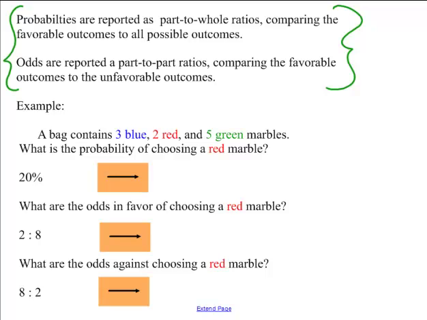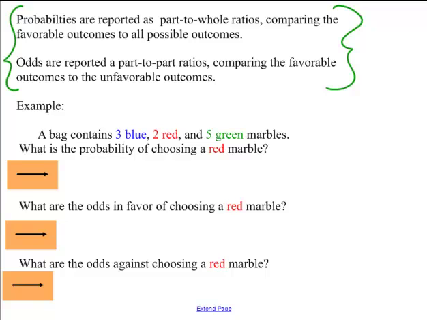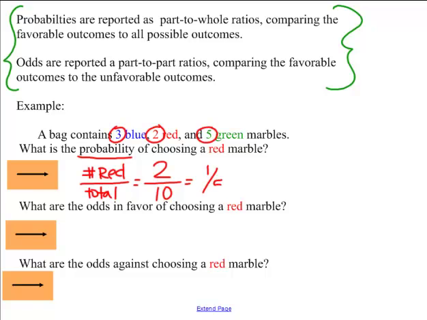A bag contains 3 blue, 2 red, and 5 green marbles. What is the probability of choosing a red marble? So if we are finding probability, we know we need to take the number of reds and divide it by the total. So I have 2 reds in the bag, and the total is 3 plus 2 plus 5, or 10. And then we could simplify this. We could write it as 20%. You could write it as 1/5. There's a 1/5 chance of choosing a red marble.